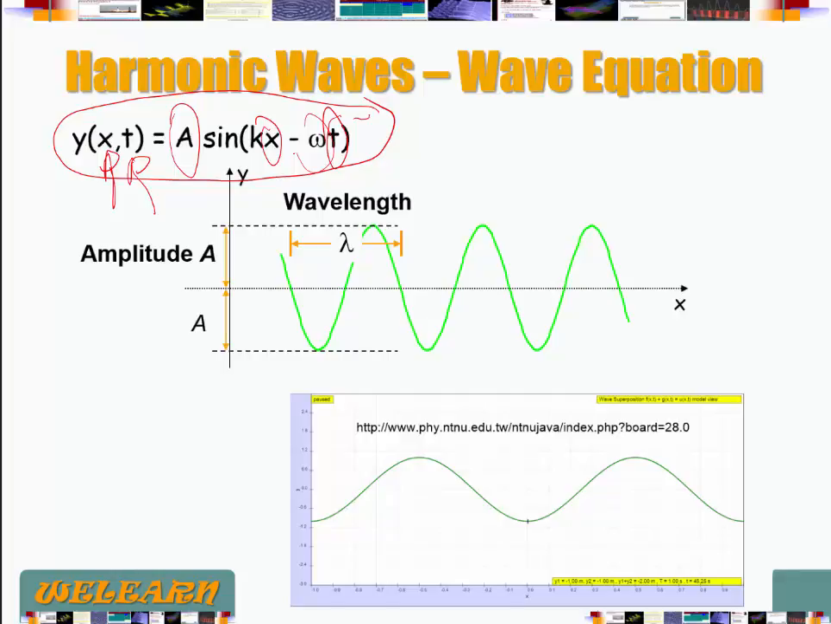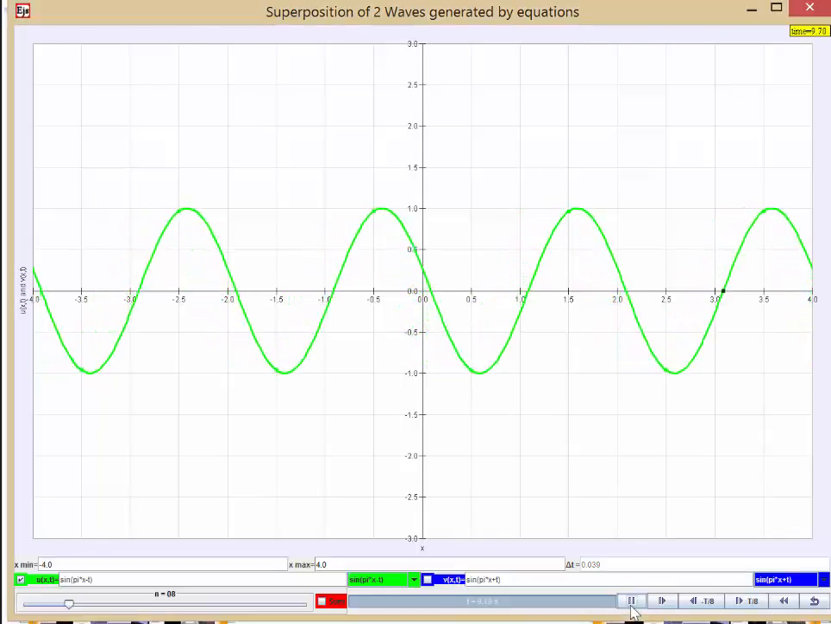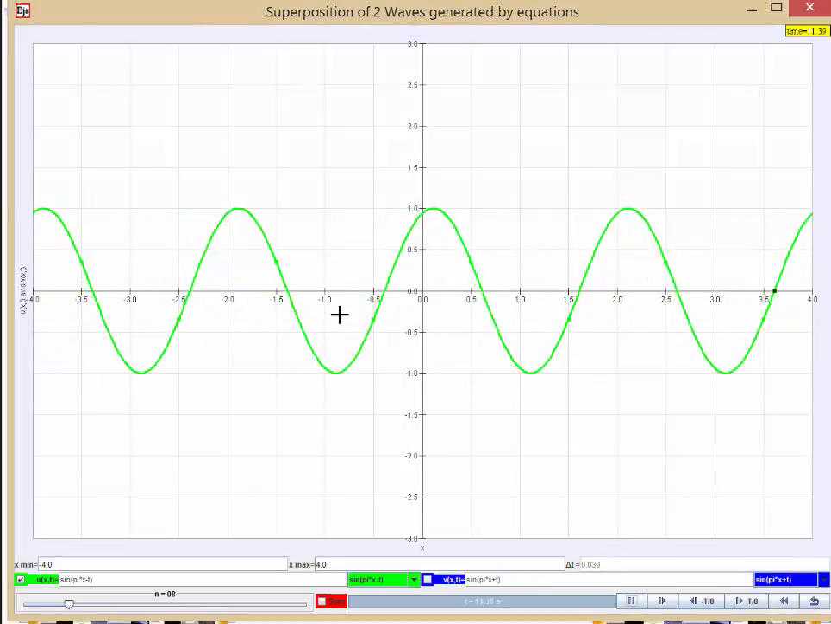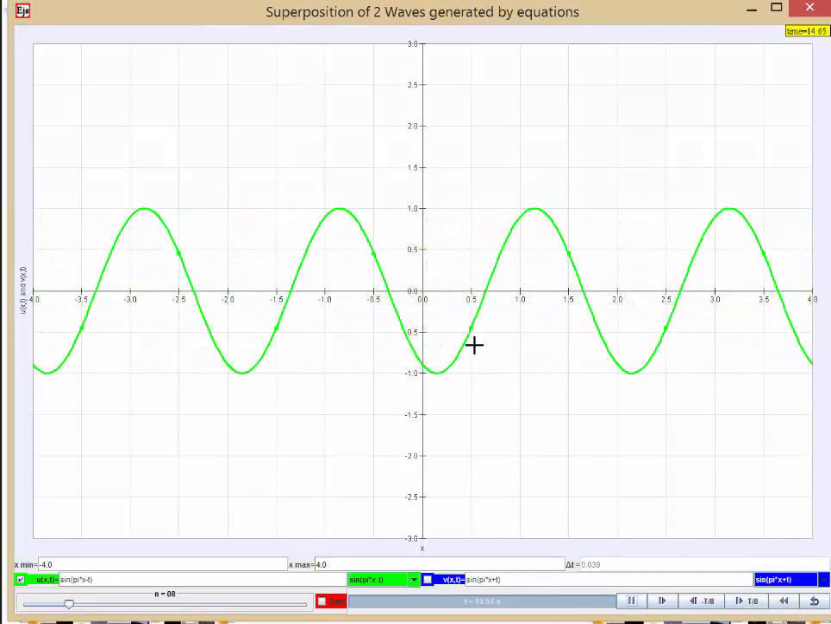Now, when we have something like this, okay, I'm going to pull in the simulation. So here is the simulation. This is the amplitude from here to here or from here to here. In this particular case, it is set at 1. But then let's play it. And that's what you have. So it's a traveling wave. In this particular case, it is traveling towards the right.